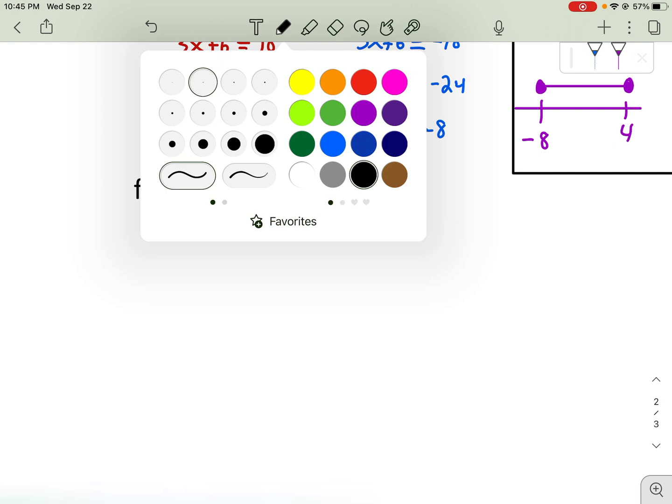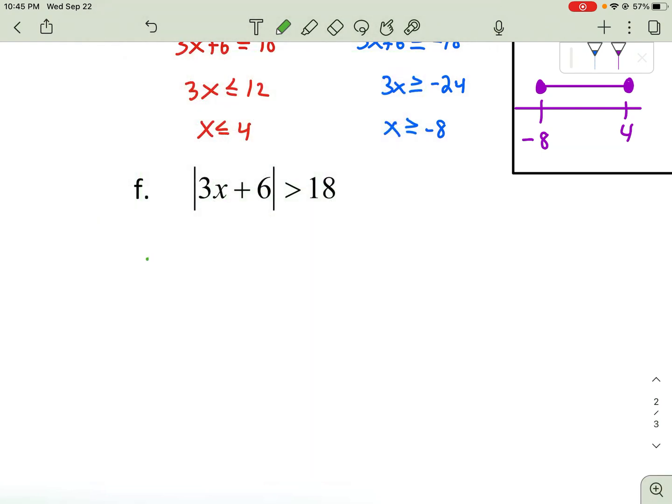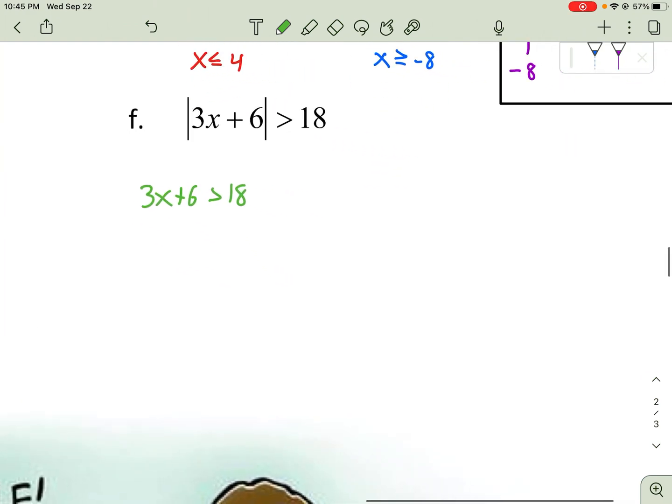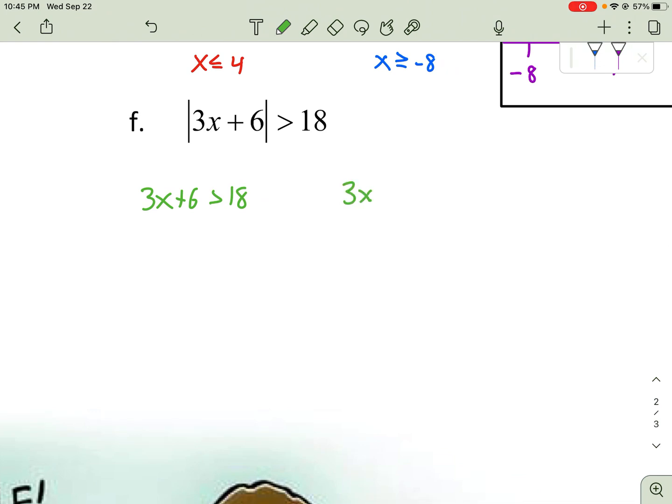And our last problem, we do 3x plus 6 is greater than 18. So again, it's the same problem as the one above, but the symbol's going the other way. So E was an AND problem, so this one's going to be an OR problem. But again, if you don't know that, you just look at your answers at the end and see if they can happen at the same time or not.